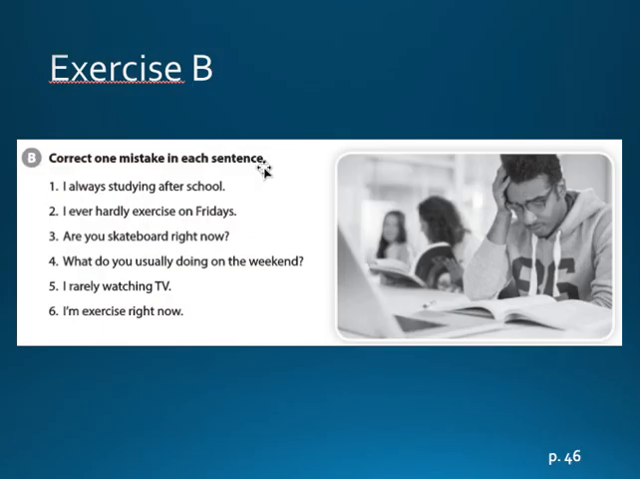Then on exercise B, on page 46, we have this exercise. We need to correct the mistake in each sentence. Each sentence, from 1 to 6, has a mistake. So what you need to do is identify the mistakes and rewrite the sentence. For example, for sentence number 1, I always studying after school. If we identify that the mistake is studying, we're going to rewrite I always study after school. Do the same for the following questions, 2, 3, 4, 5, and 6.